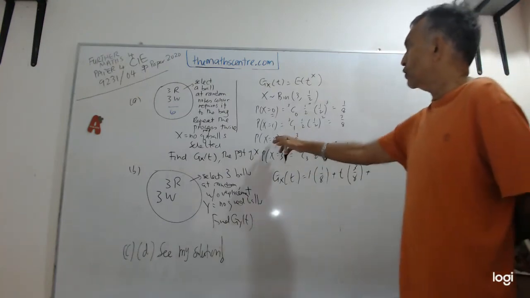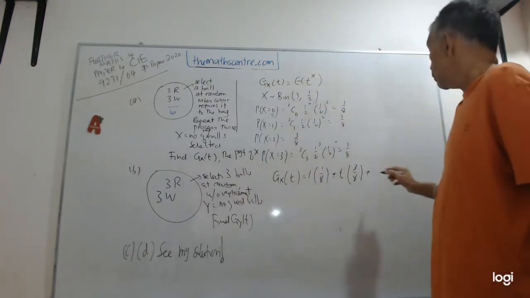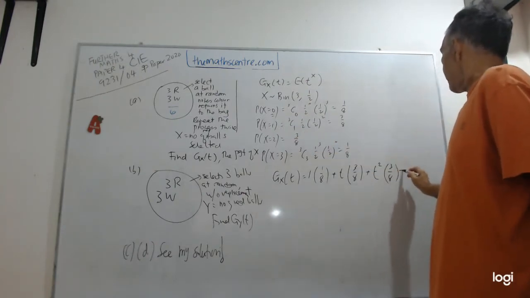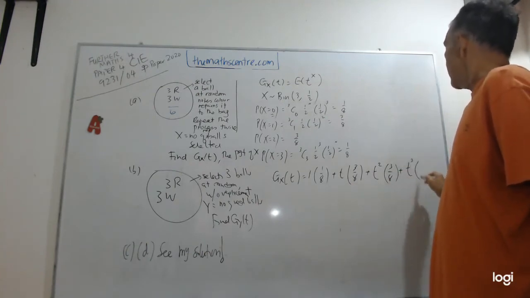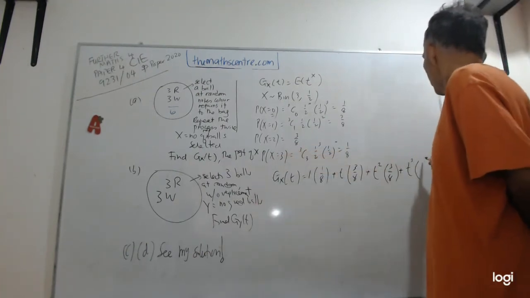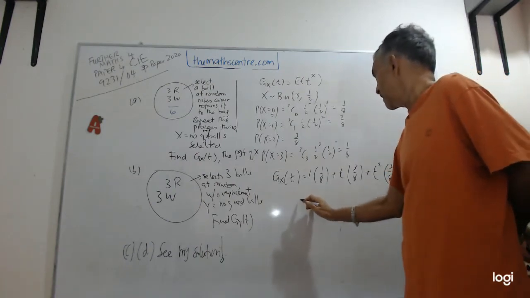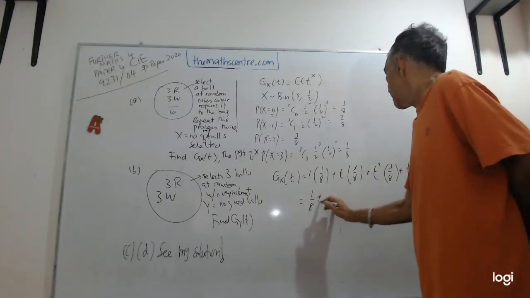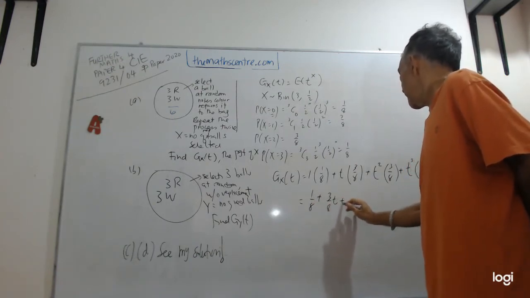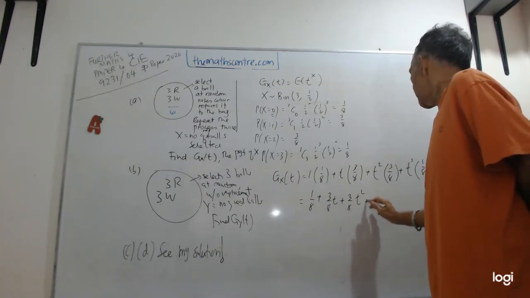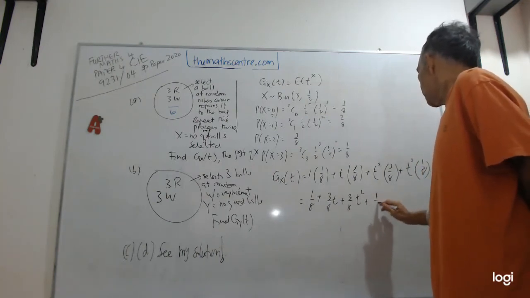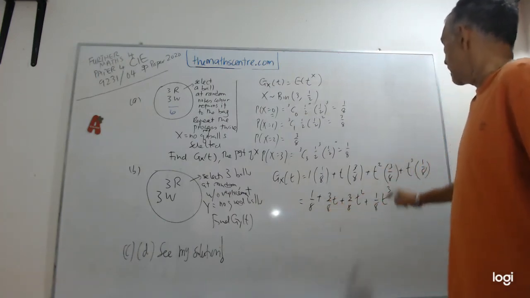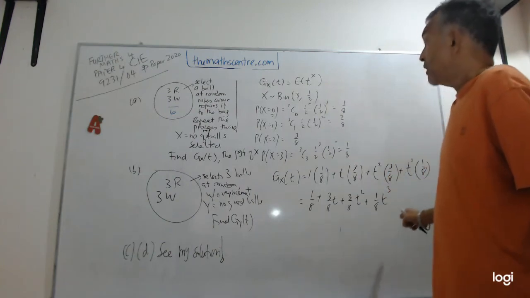Next value of x is 2. Then we have t to the power of 2. And what's the probability of x equal to 2? 3 over 8. And finally we have t to the power of 3. And the probability of x equal to 3 is 1 over 8. Therefore, the probability generating function of x will be 1 over 8 plus 3 over 8 t plus 3 over 8 t squared plus 1 over 8 t cubed. Let me check. 1 over 8 plus 3 over 8 t plus 3 over 8 t squared plus 1 over 8 t cubed. And we're done with part A.